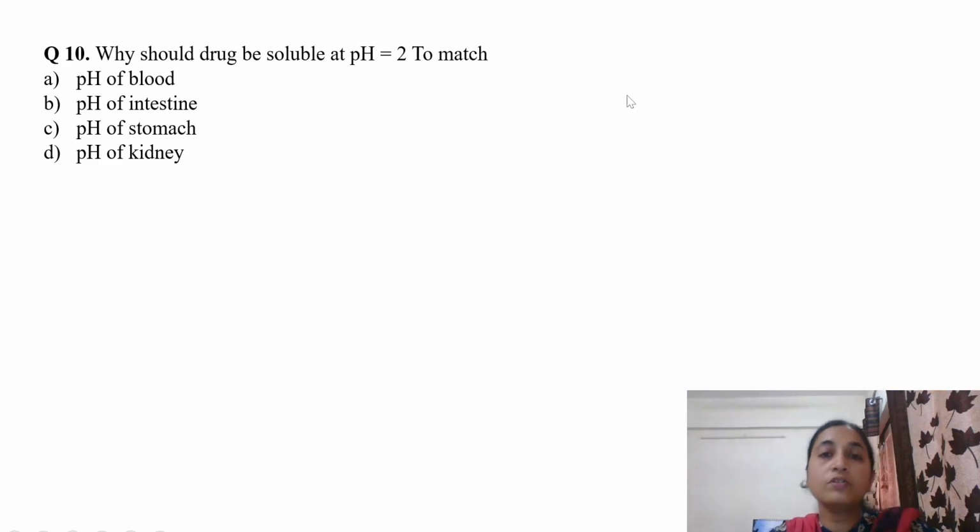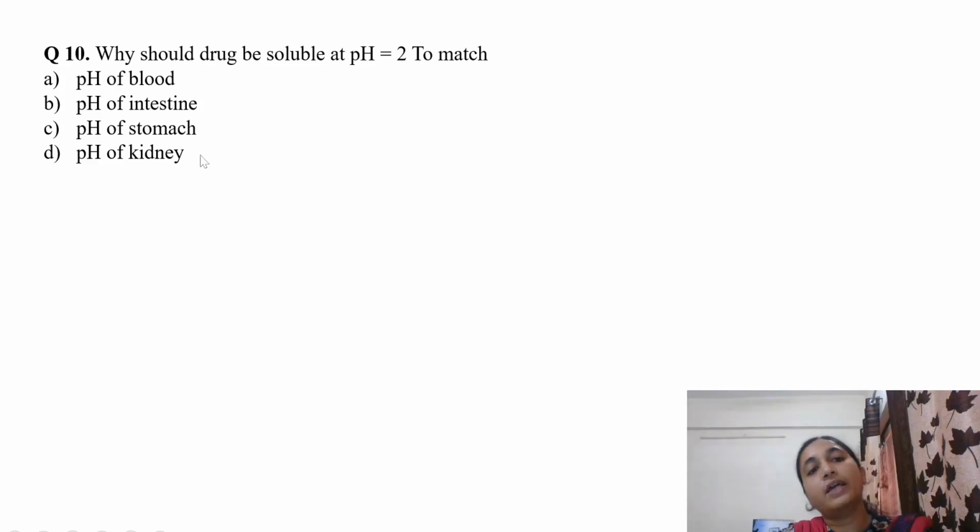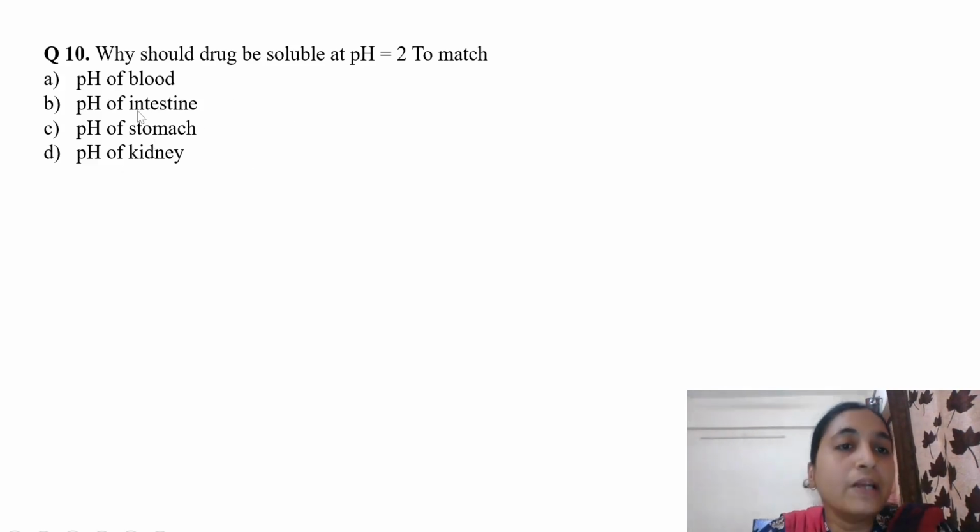So you all know, when we take a drug orally, it will come to the stomach. The pH of the stomach is 1.8 to 3. It is the acidic pH. So if the drug is soluble at pH 2, then only it will solubilize or be stable here in the stomach. So that's why the drug should be soluble at pH 2. So the answer will be C, pH of stomach.